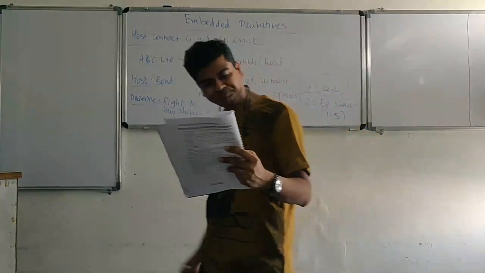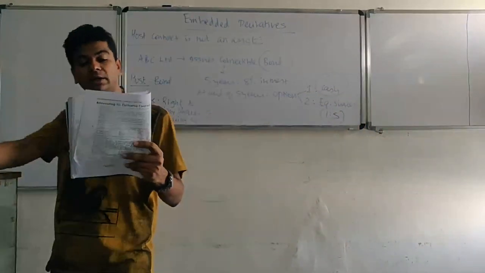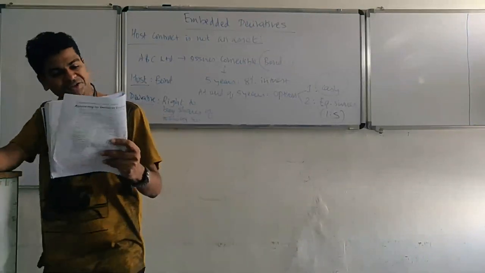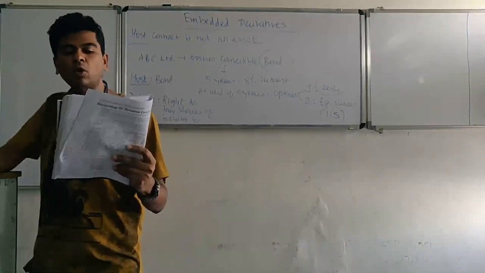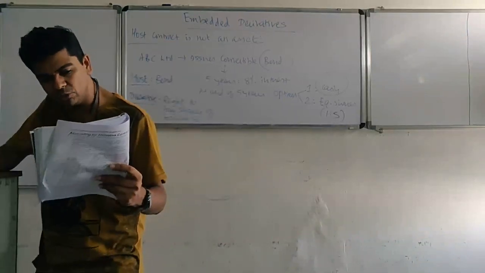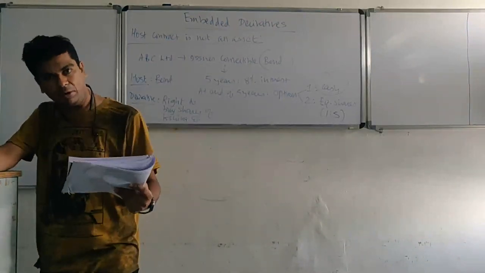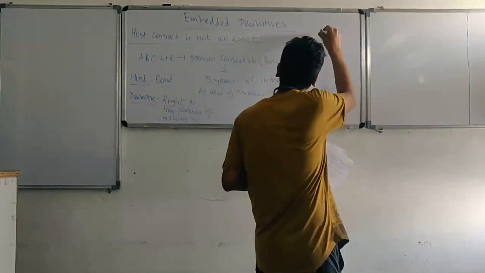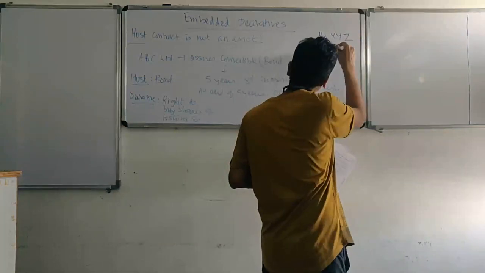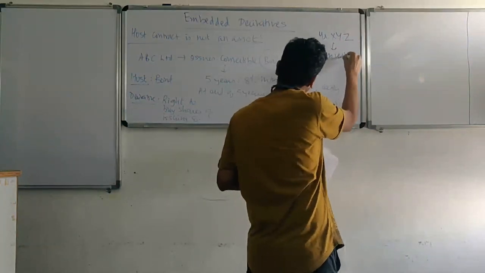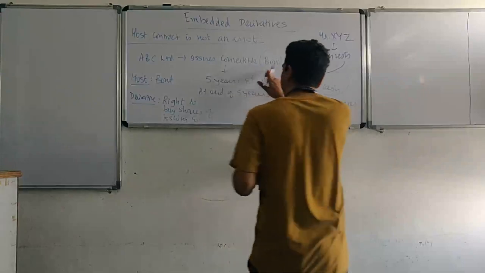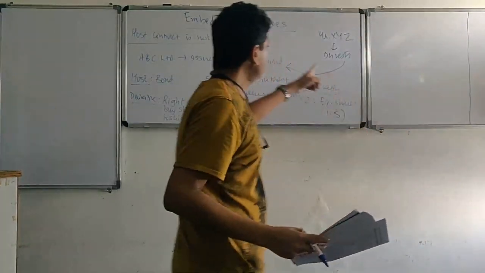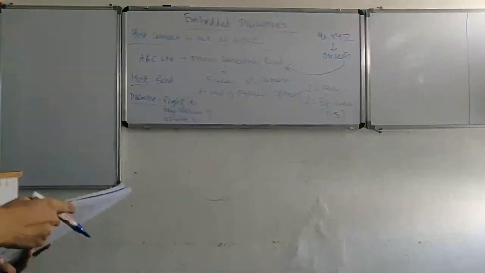What is case 1? If a hybrid contract contains a host that is a financial asset within the scope of this standard, an entity shall apply the requirements of classification and measurement rules to the entire hybrid contract. Over here, there is some person, let us say Mr. XYZ. This person invests in the convertible bond. ABC Limited is issuing the convertible bond, and Mr. XYZ is investing in the convertible bond.